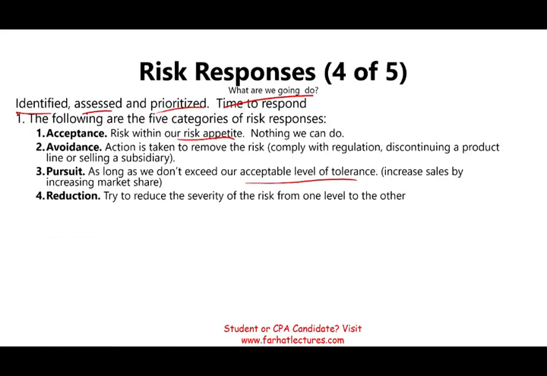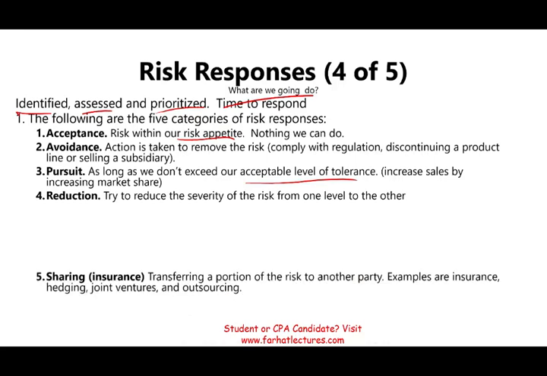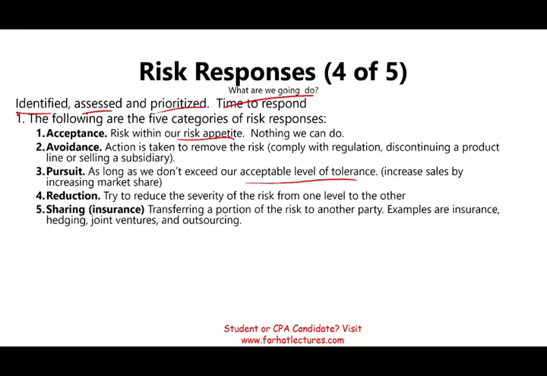Reduction. What is reduction? You remember that heat map I told you, you have to kind of go down to where the impact is low and the probability of happening is low. You try to reduce the severity of that risk from one level to the other. That's reducing the risk. And you could do what's called sharing of the risk, or transfer. Sometimes it comes under the term transfer. A good example of it is insurance. When you buy insurance, you either transfer the risk or share it, transferring a portion of the risk to another party. Okay, for example, buying insurance, hedging, joint venture, outsourcing, these are examples of sharing.